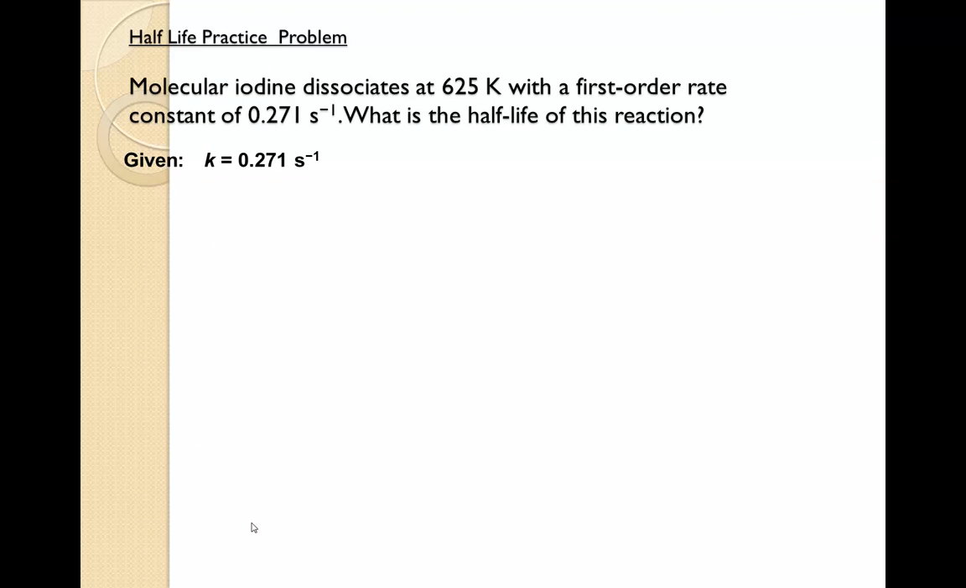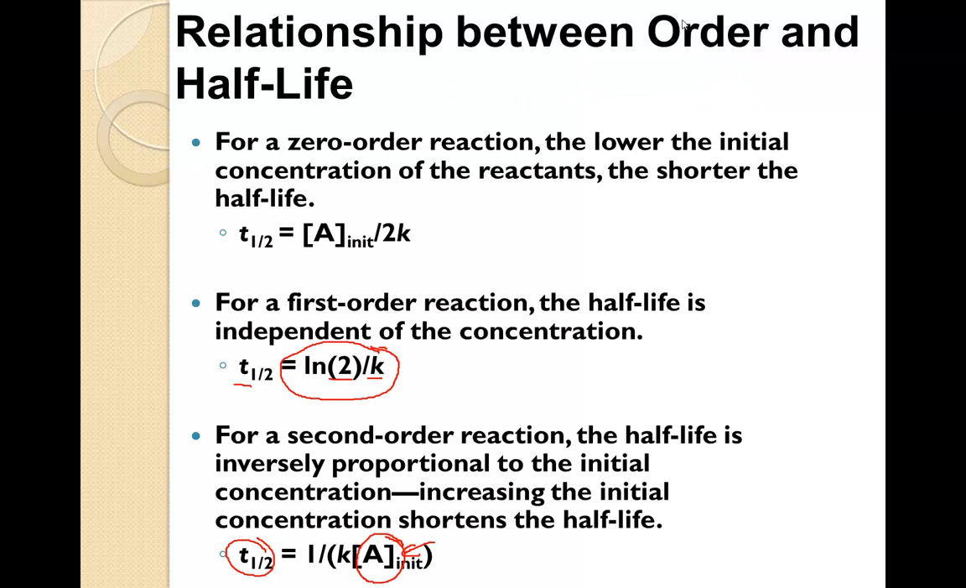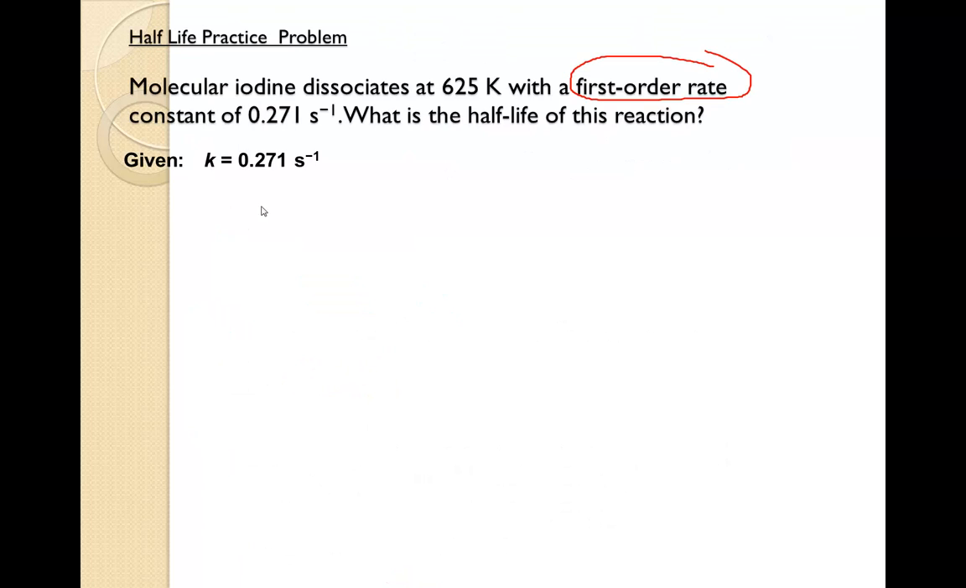Molecular iodine dissociates at 625 Kelvin with a first-order rate. That's important because that's going to tell you which one of these to use. First order is right here: t of 1/2 is equal to ln of 2 over k. The rate constant, which is the k, is 0.271 s to the minus 1. What is the half-life of this reaction?